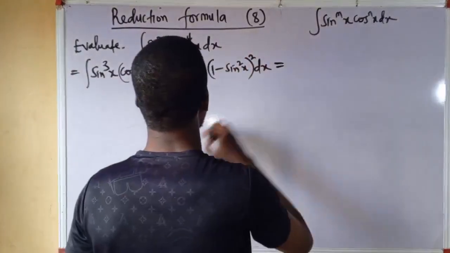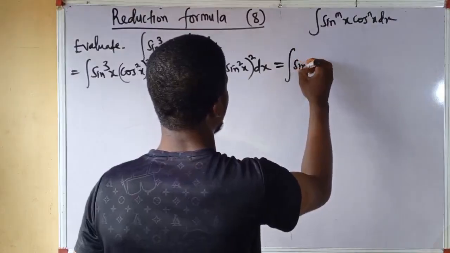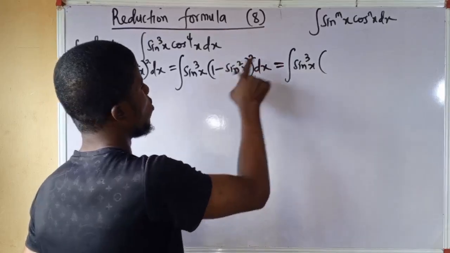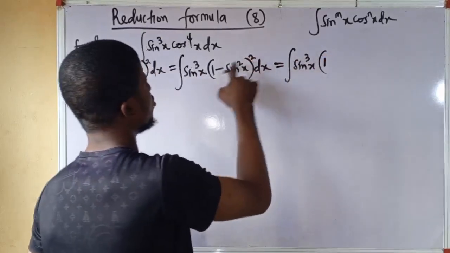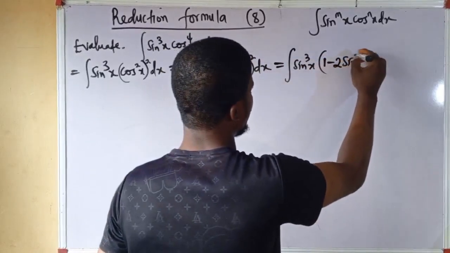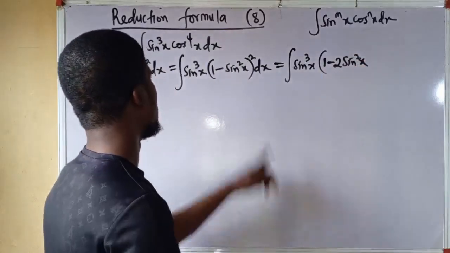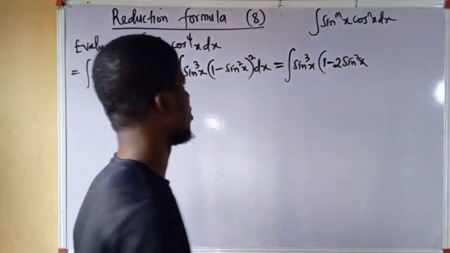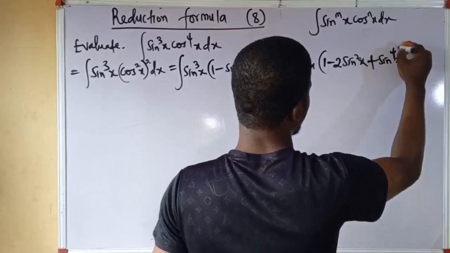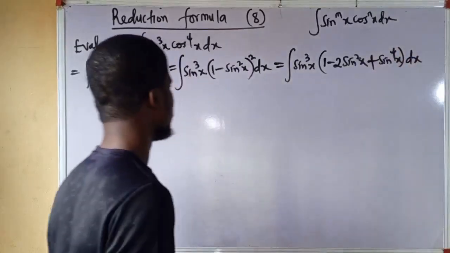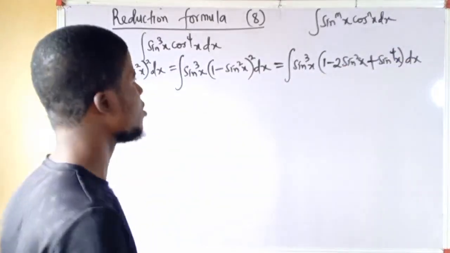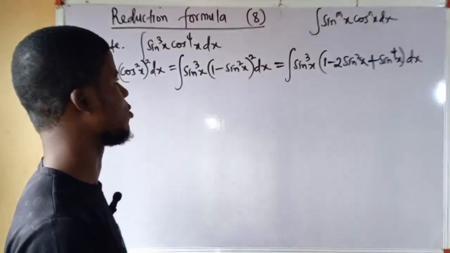And this is equal to the integral of sine cube x into, if I expand brackets, this is it. 1 squared is 1. 2 times 1 times sine squared x is minus 2 sine squared x. Then minus sine squared x all squared, that will be plus sine x all to the power of 4 dx. You can expand it, alright? You can prove that this is correct. This is just a shortcut to binomial expansion.